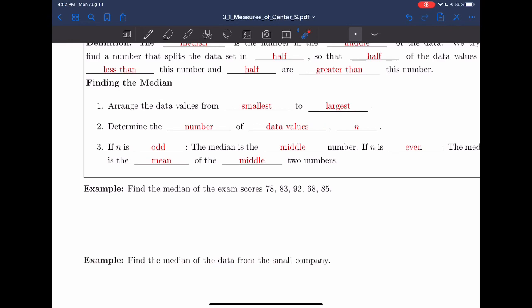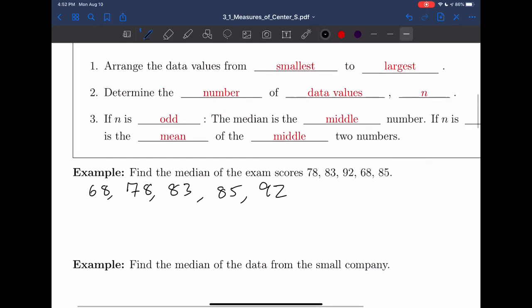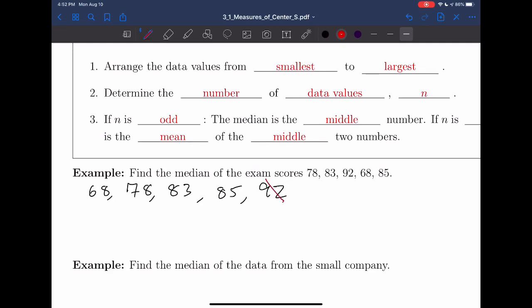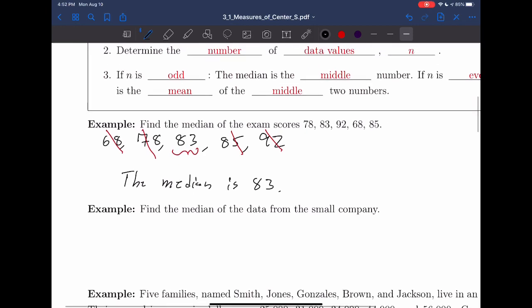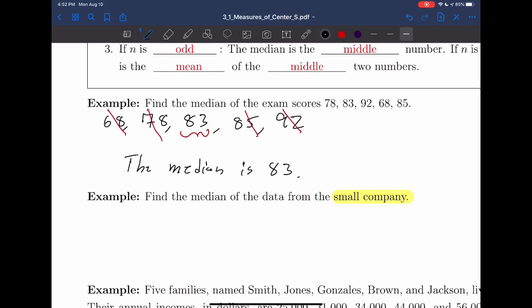So let's find the median of your exam scores. Notice that they're not in order, so the first thing you have to do is put them from least to greatest. Then what I like to do is cross out each number until you reach the middle. In this case, it's 83, so 83 is your median. Now let's look at the example from the small company. Again, notice that it's not in order, so you have to put them in order from least to greatest.